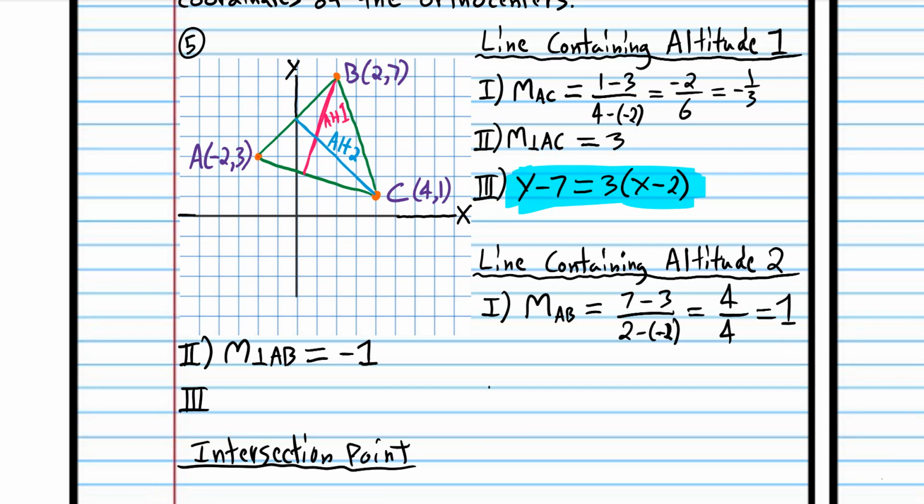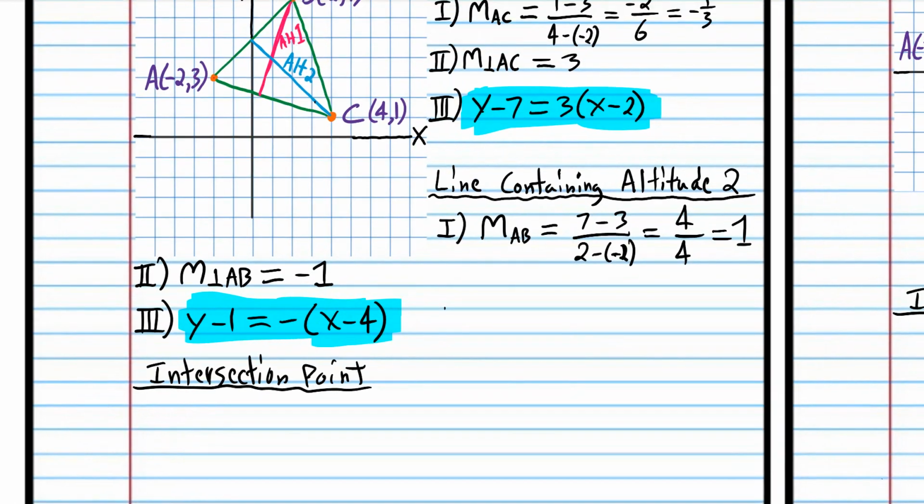And lastly, we're going to write the equation of the line. Again, we're using point C, so y minus 1 is equal to negative 1 times x minus 4. And that is the equation of the line containing altitude 2. Again, we used this point because we need two things to write the equation of a line: a point on the line, in this case C, and the slope of the line, which we found by analyzing the slope of AB.